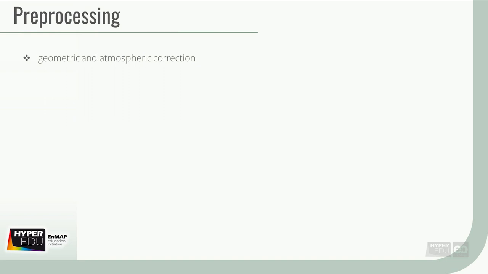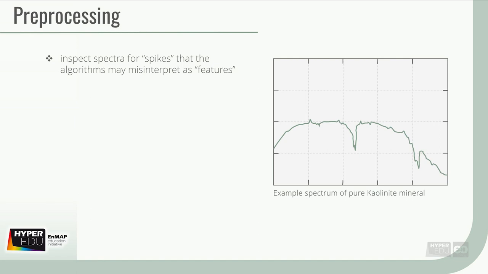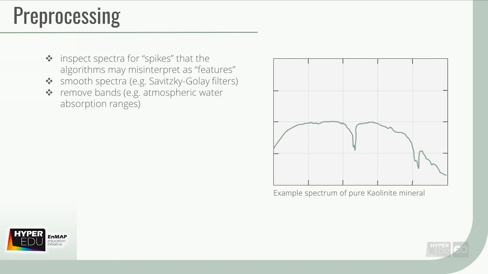Whichever method you choose, it might be well advisable to apply some pre-processing. No, sorry, I don't mean pre-processing in terms of geo or atmospheric image correction. We assume that the data are already perfectly prepared for the actual analyses. In the context of soil analyses, carefully inspect your spectra for spikes that the algorithms may misinterpret as features. From the lab over the field up to spaceborne acquisitions, the data are more and more likely to require some smoothing before any algorithm can deliver reliable results. You might even remove entire bands, for example, in the spectral atmospheric water absorption ranges.